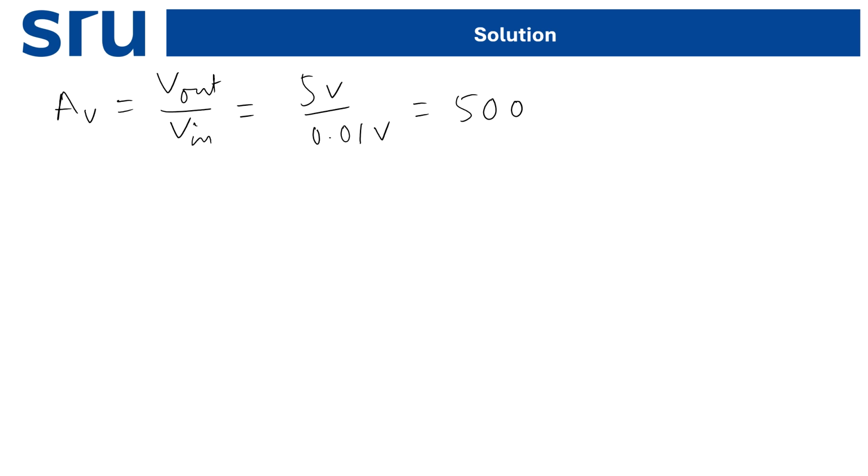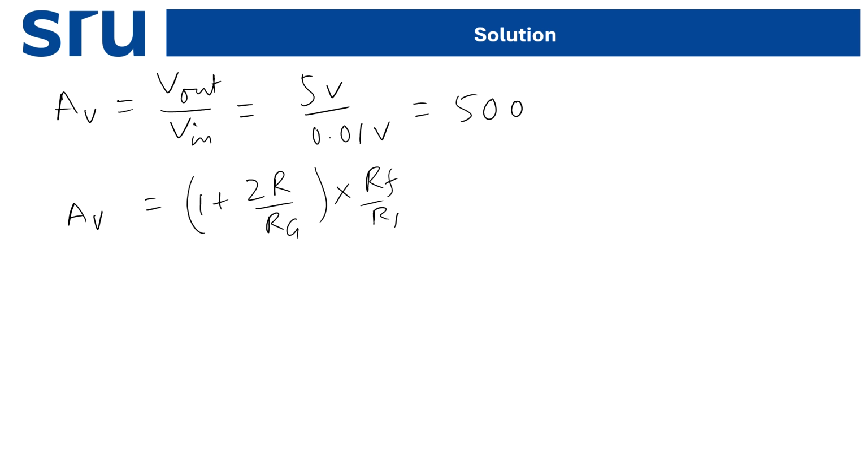Now we are going to see how this AV is suitable for that. From the previous equation, we can write that AV is equal to 1 plus 2R by Rg, into Rf by R1.